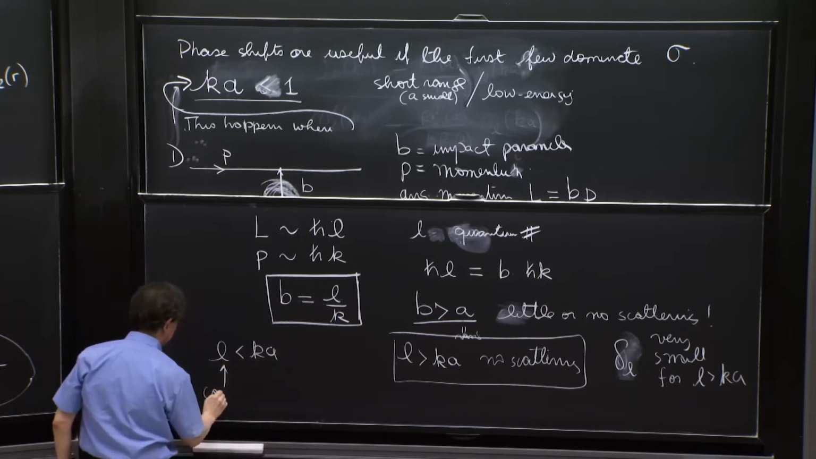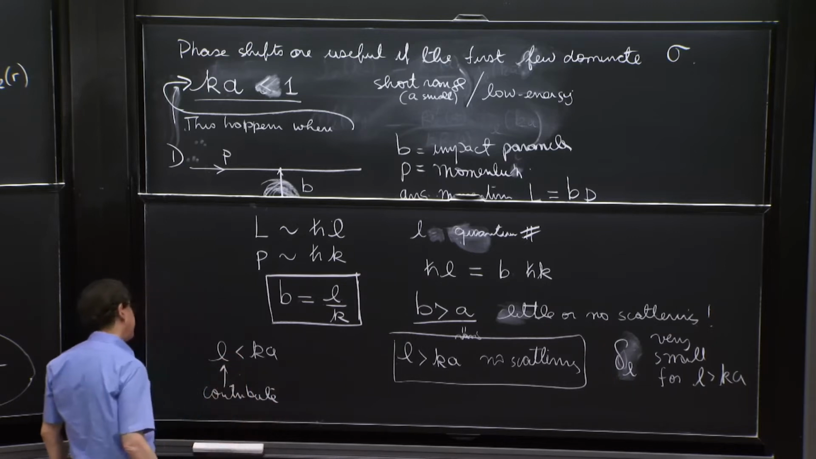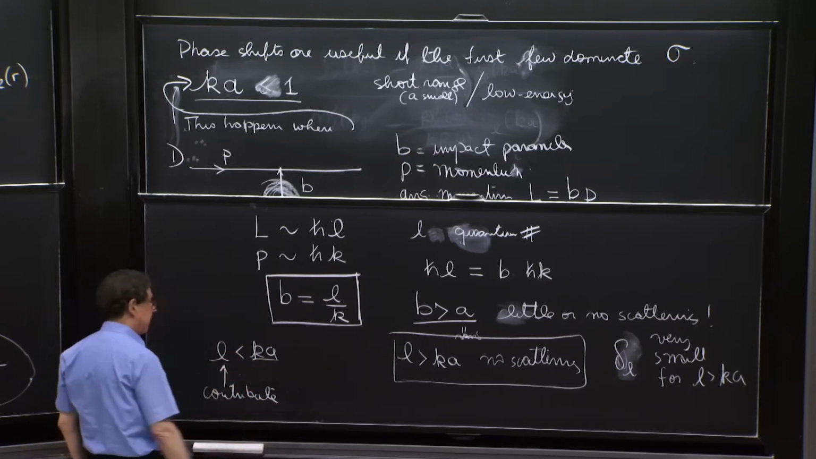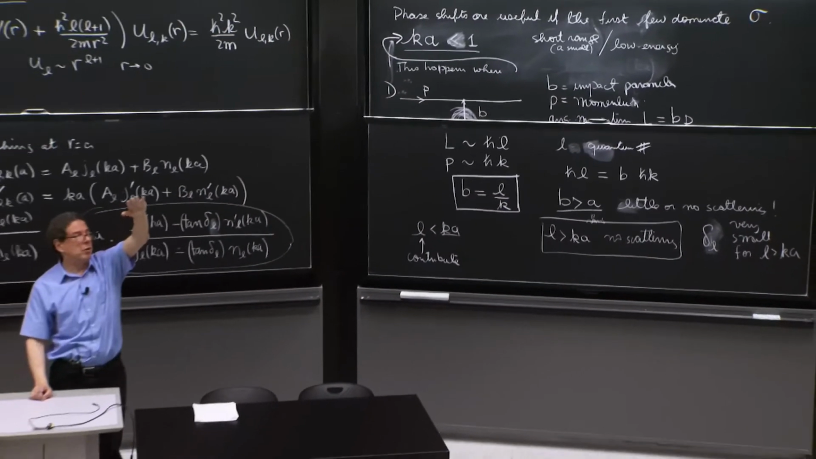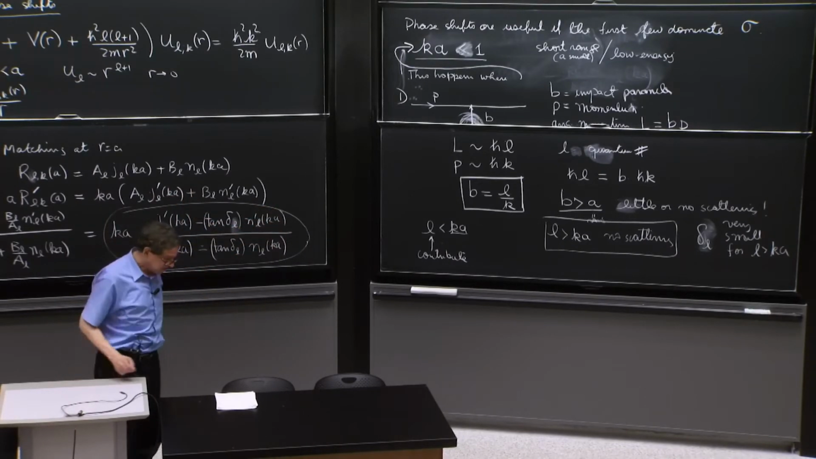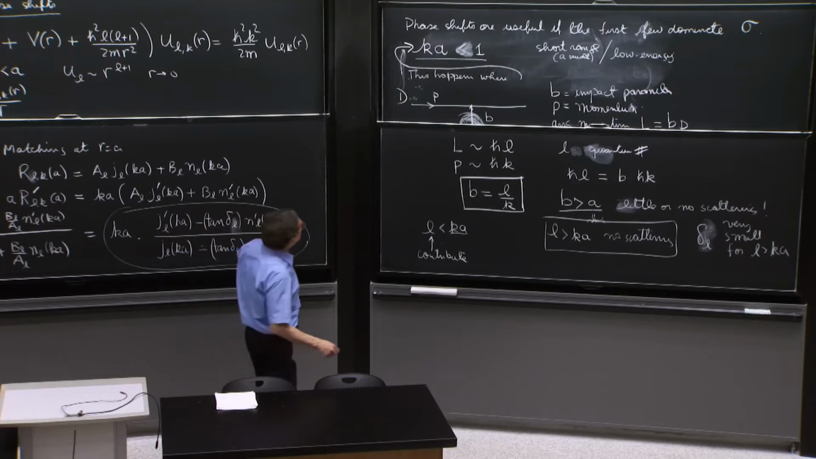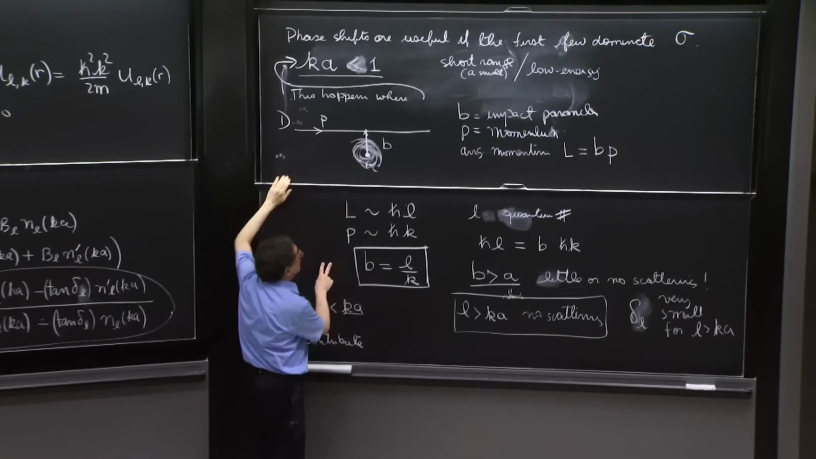They contribute. So even if ka, say, was 5, you could hope that the L's up to 5 will be a big contribution, and after that, they start to fall off. Okay, so that's one intuition into the L's.